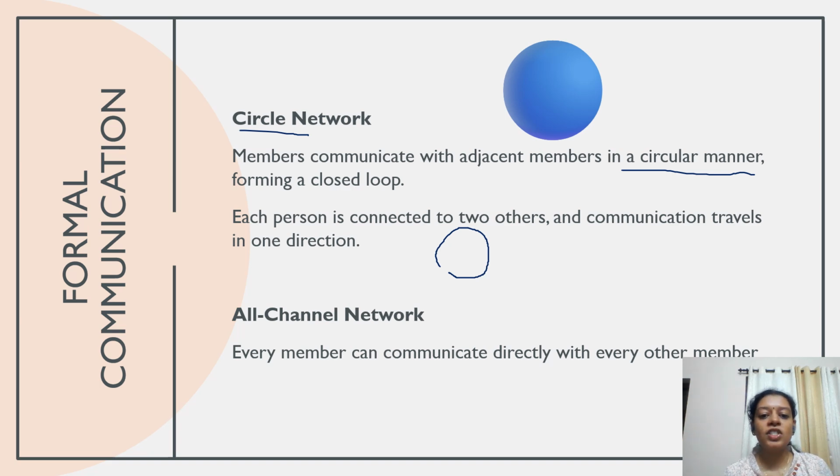And next one is the all channel network. Every member can communicate directly with every other member. There is no restriction. Everyone communicates directly with everyone else without any restrictions. For example, in a brainstorming session, all the team members freely share ideas with each other. That is an example of the all channel network. You can remember it by thinking of a WhatsApp group where everyone can send and receive messages freely. It's included in formal communication. I think it is clear now.